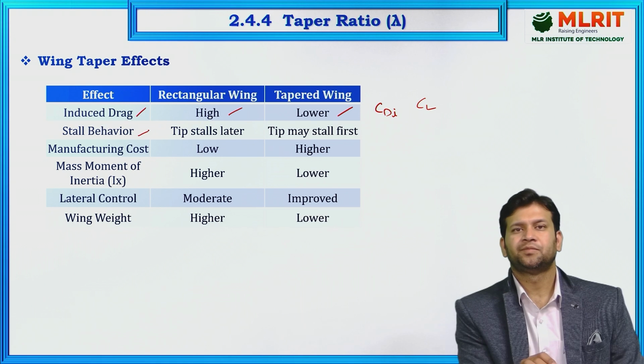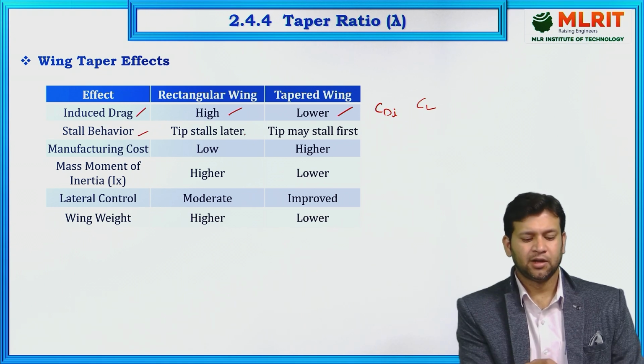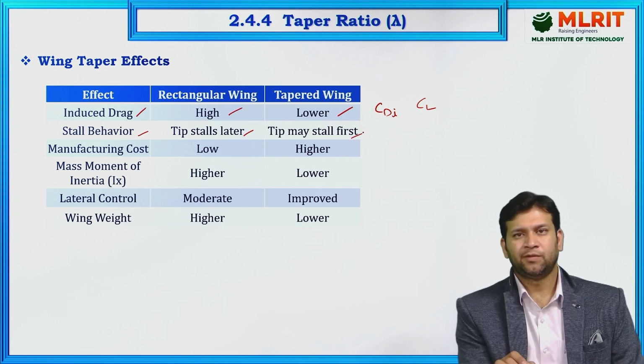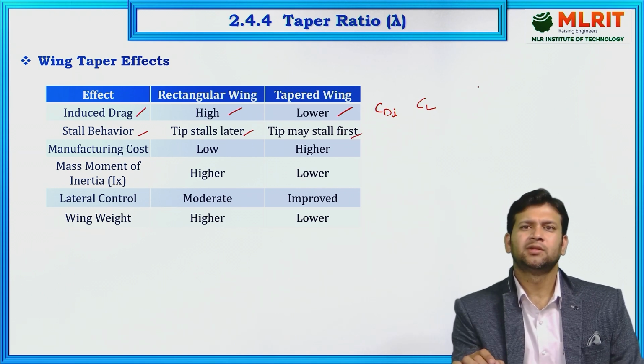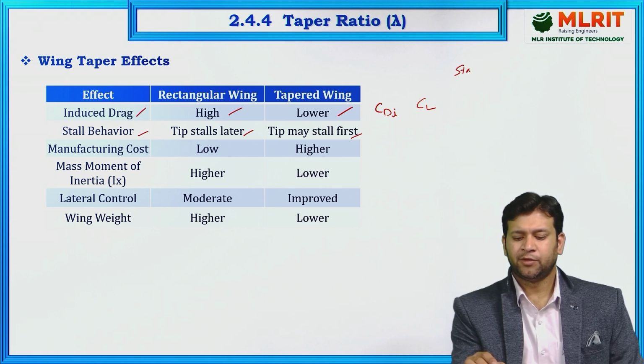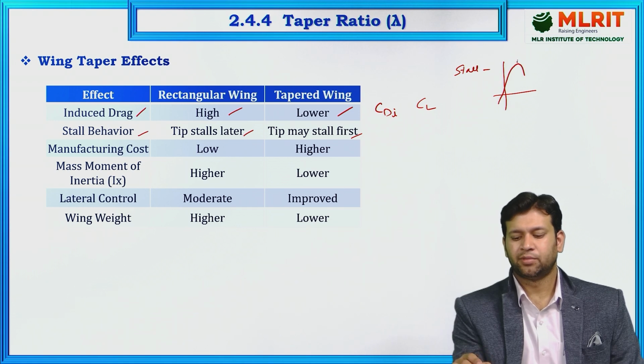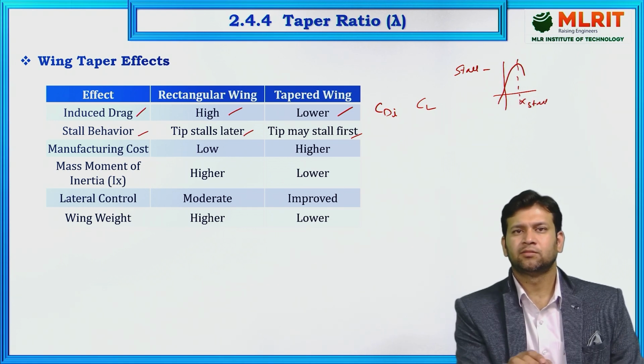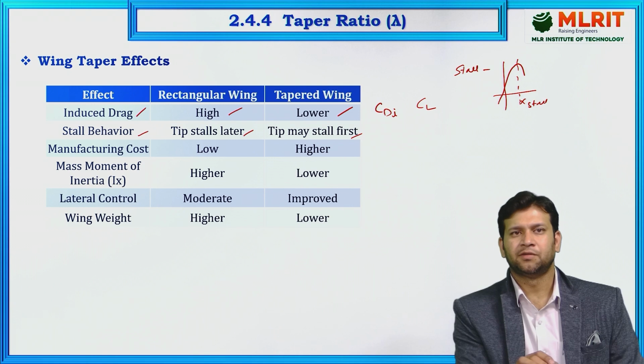Stall behavior. For rectangular wings, tip stalls later, and for tapered wing, tip may stall first. Stall in the sense is, as I said in the previous slide, it is the point at which the lift tends to dip. This is alpha stall, where the lift starts decreasing after attaining a maximum lift point, and from there it starts losing some lift.